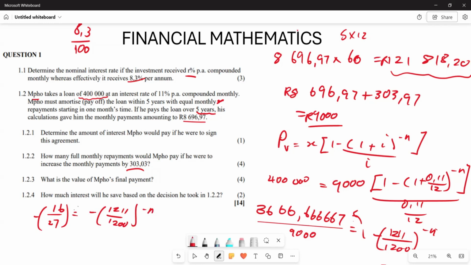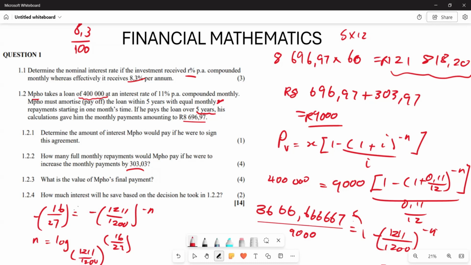Now you divide by negative both sides so that you have all of these as positive. So your n is going to be equal to log. What is going to be your base? Your base is going to be 1,211 over 120. Then this is going to be 16 over 27.